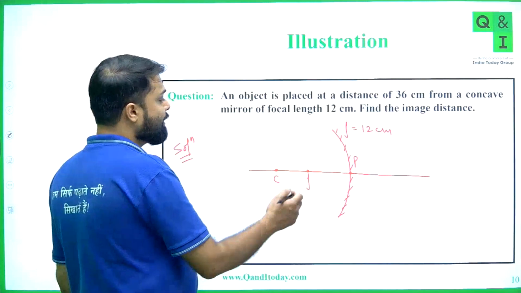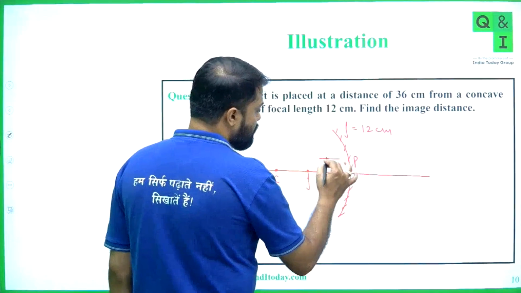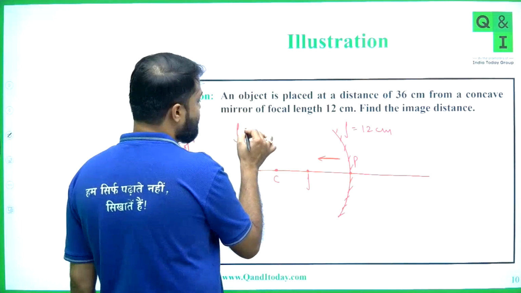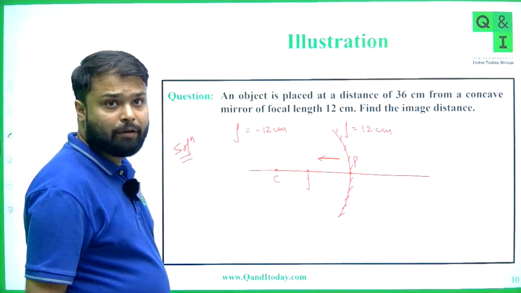Okay, so for concave mirror, f is negative. Why? Because focus is lying towards the left side. Yes or no? So here f is negative. So we write f is equals to minus 12 centimeter.